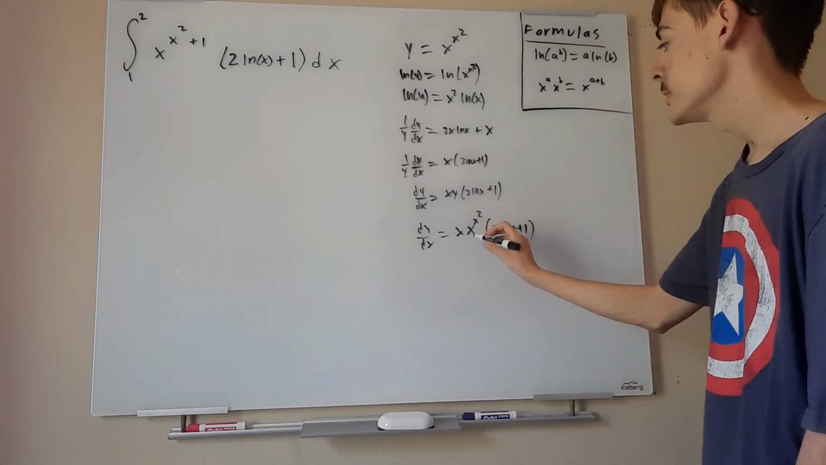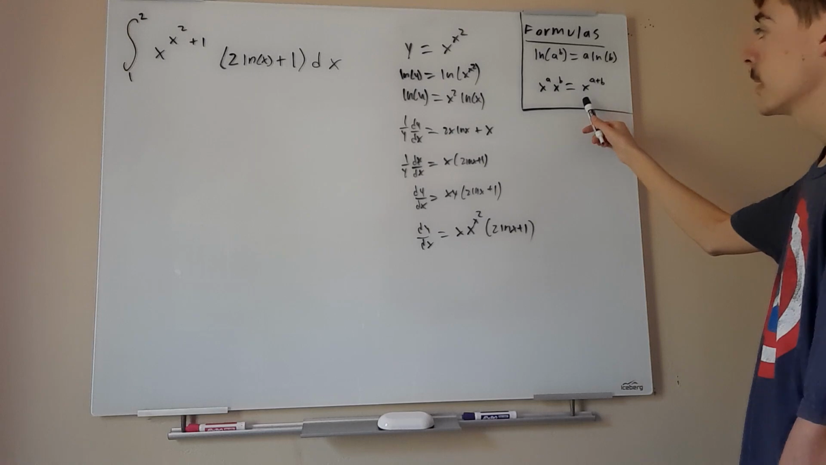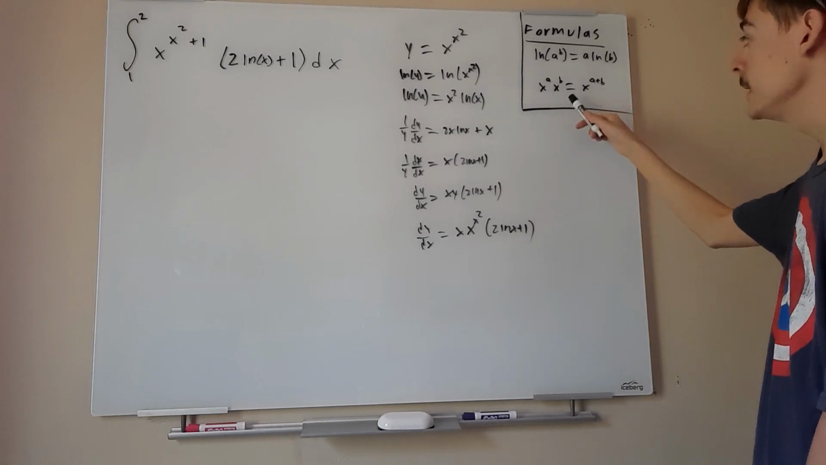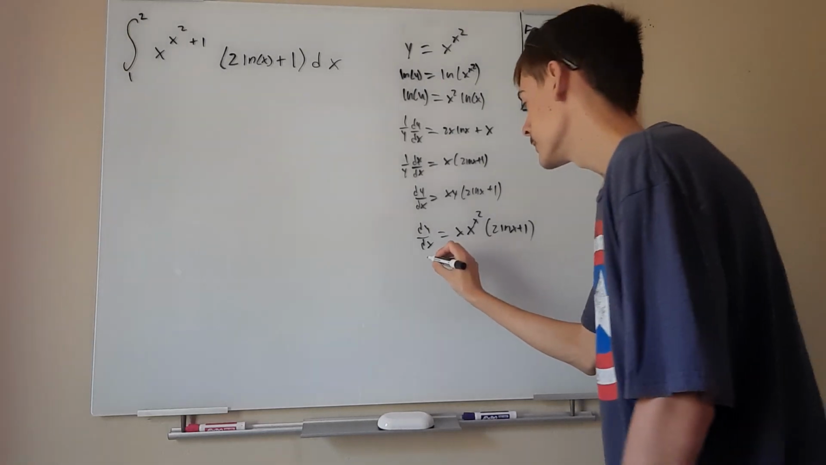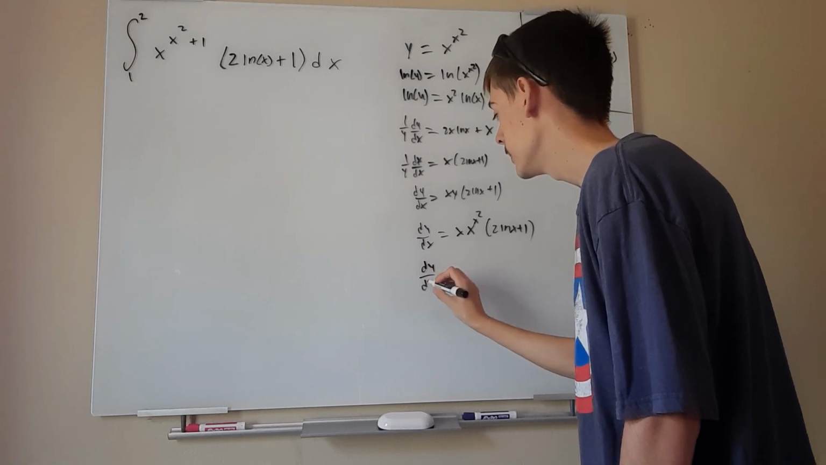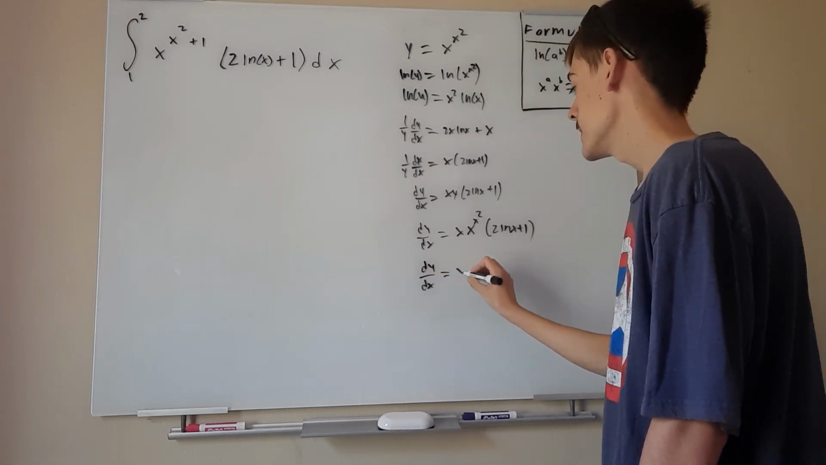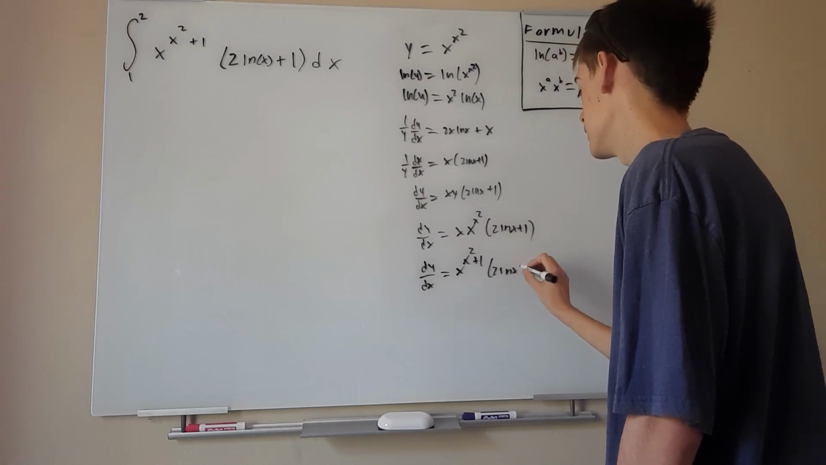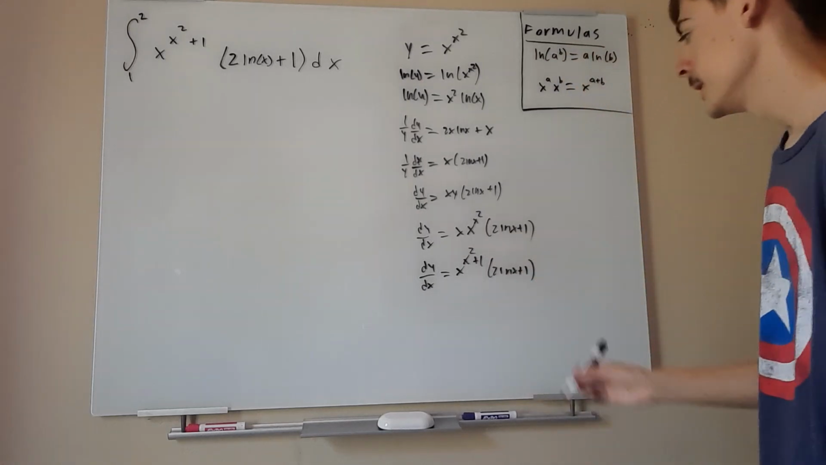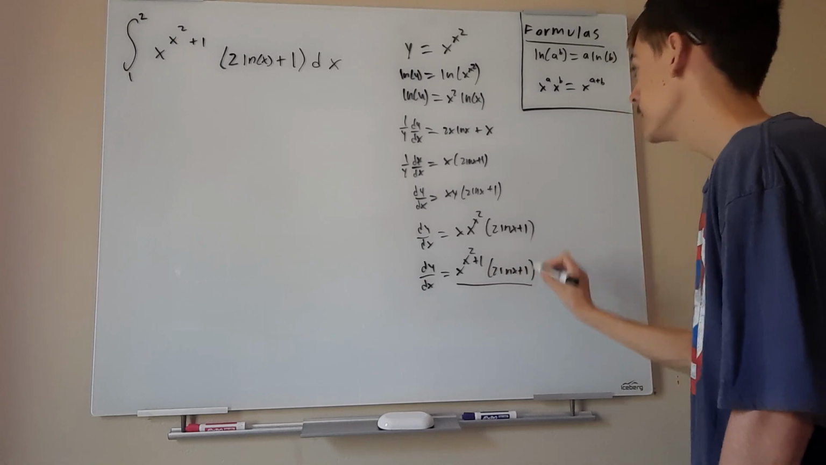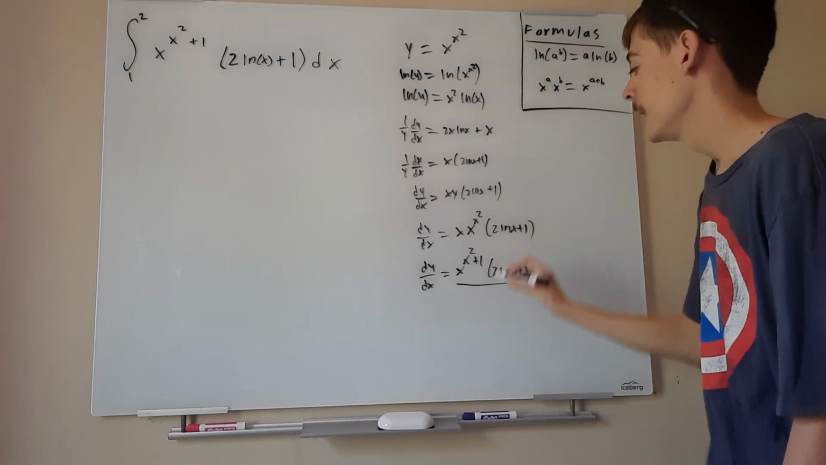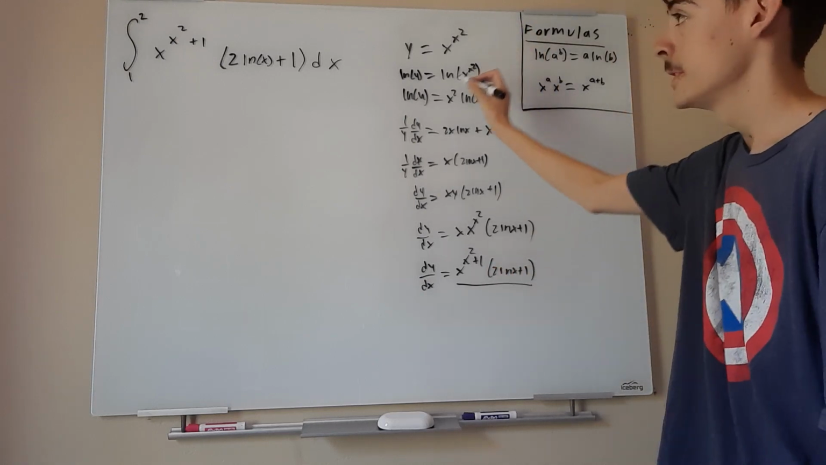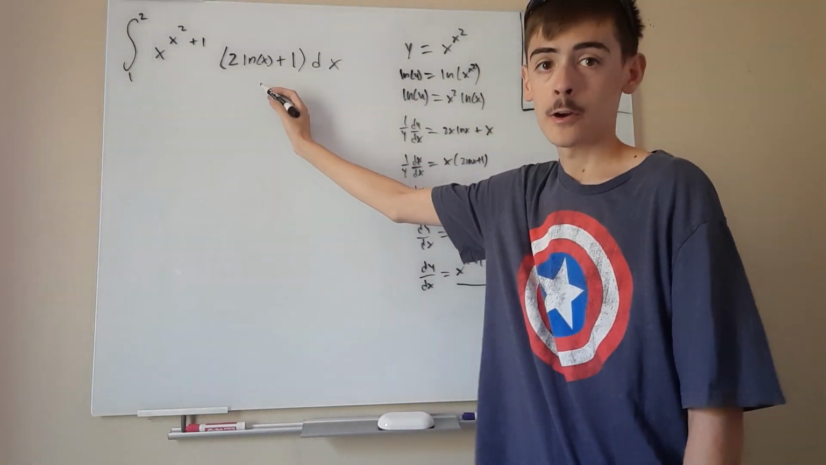We want to combine these two x terms now, and we can use our second property here, x to the a, x to the b equals x to the a plus b. And so finally, for our derivative, we will have dy dx equals x to the x squared plus 1 multiplied by 2 ln x plus 1. Now if you notice, this is the derivative of this function right here. The derivative of this function is the same as the integrand of our integral.